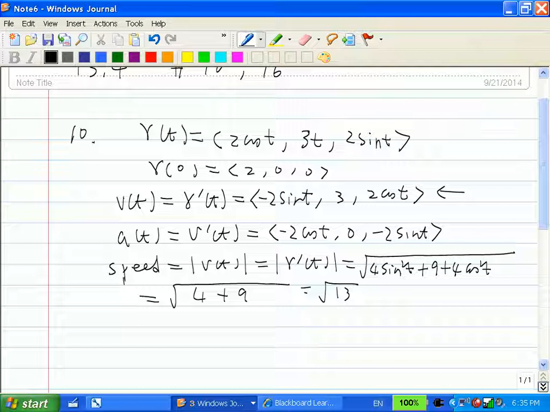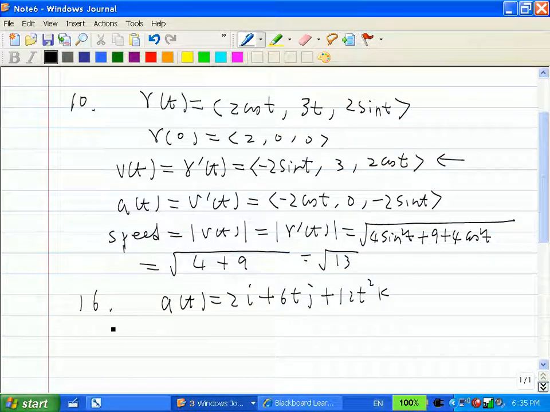Now, next, let's look at problem 16. In problem 16 they give us a vector function. This time they didn't give us the position function, they give us the acceleration. The acceleration given to us is 2i plus 6tj plus 12t squared k.